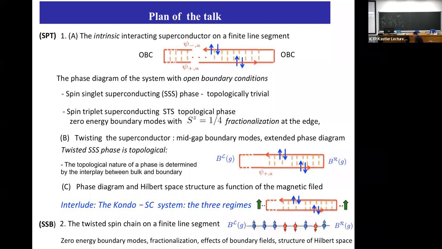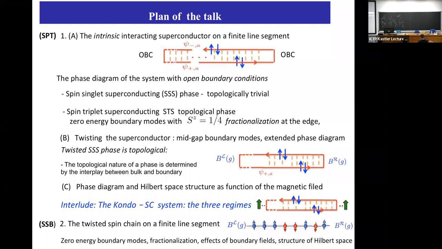Okay, so I will be talking about two phases. One is the spin singlet superconducting phase. The other is spin triplet. I'll show that one is topologically trivial, while the other one has zero energy boundary modes with fractionalized spin quarter at the edges.